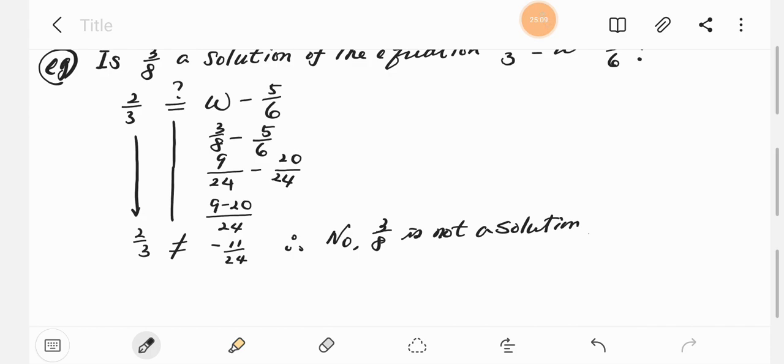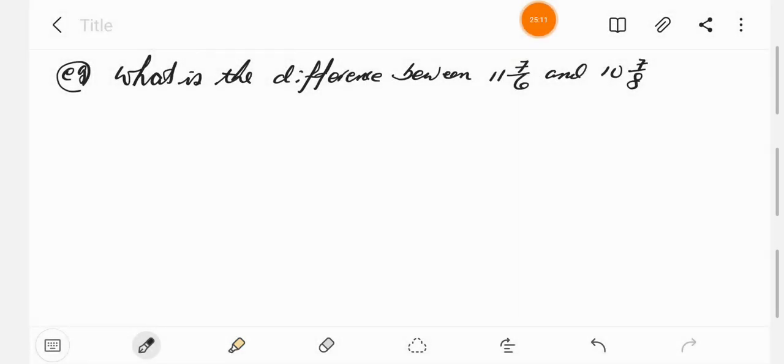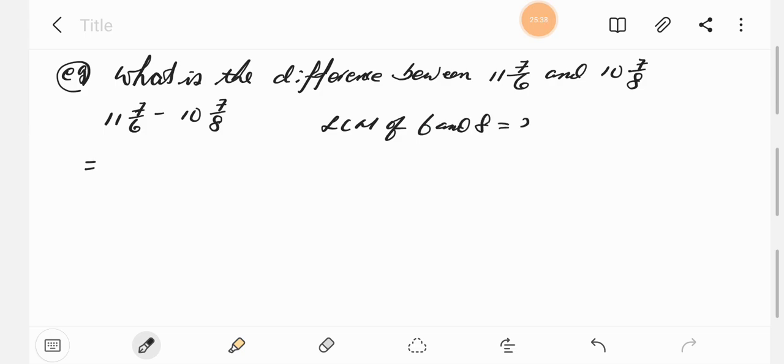Okay, this is pretty simple. What's the difference between these two fractions? Difference between means just subtraction, right? Subtraction, minus. So 11 and 7 over 6 minus 10 and 7/8. Okay, now the denominators are different. So what is the LCM of the denominators, 6 and 8? 24, right? So let's rewrite this in an equivalent fraction.